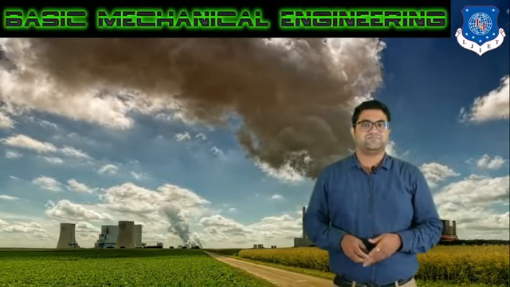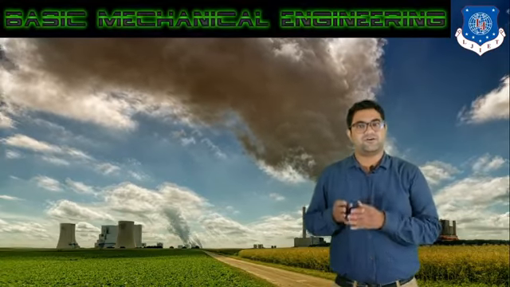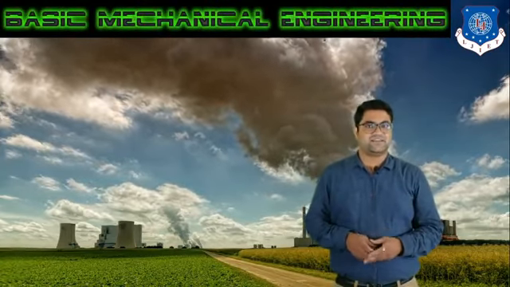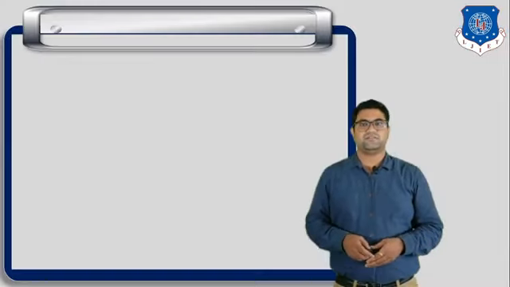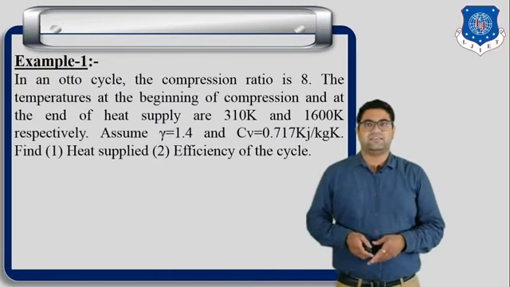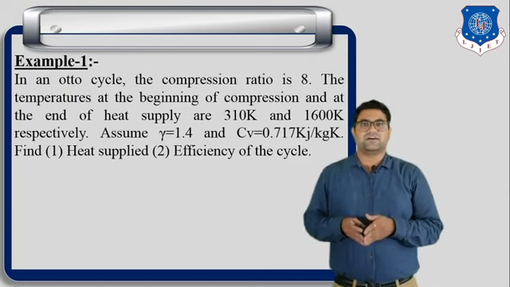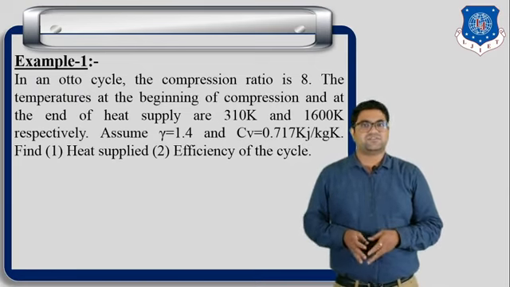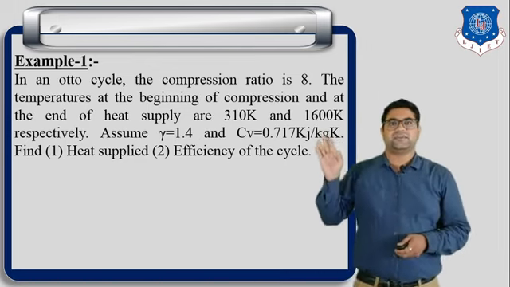So in today's lecture we are going to calculate some numerical problems of the Otto cycle and the diesel cycle. Okay, so let us start the numericals. Example number 1. In example number 1, they said in the Otto cycle the compression ratio is 8. So they have given the value of small r, that is the compression ratio, as 8.